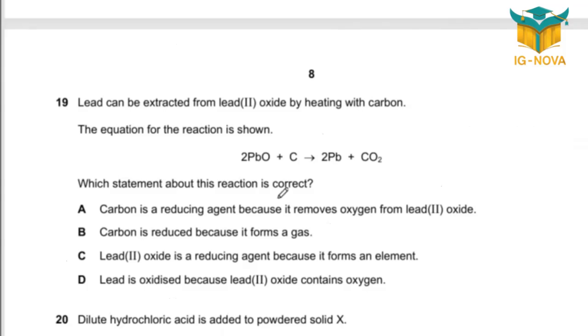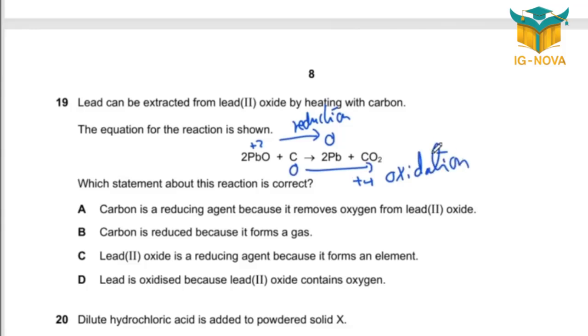Here we have a redox reaction. Lead was +2, it became 0, so this is reduction. Carbon was 0, became +4, so this is oxidation. The species which is oxidized is a reducing agent, and the other way around. So by trial and error, carbon is the reducing agent because it removes oxygen from lead oxide. I accept, so option E is correct.